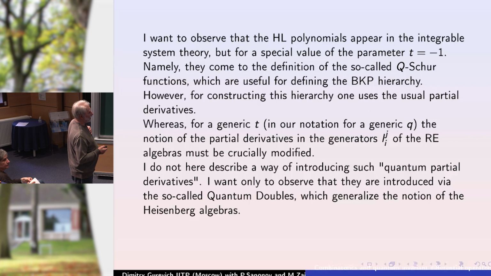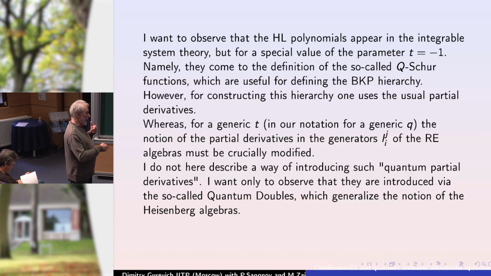In our situation, it is not so. So in our situation, what is a derivative in the generators L_ij? It is not so evident. But we succeeded in defining what derivatives in the generators of our algebra are by using the language of the quantum dual. And finally, it is just a Q generalization of Heisenberg algebras.